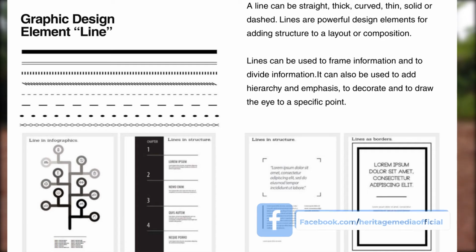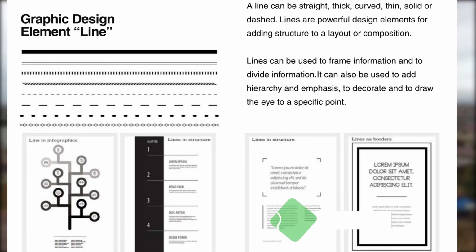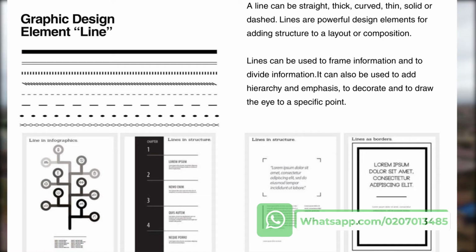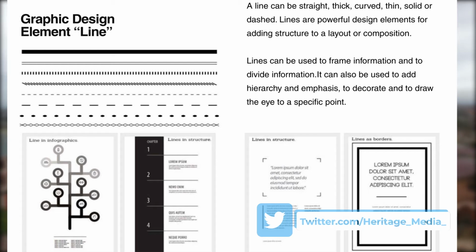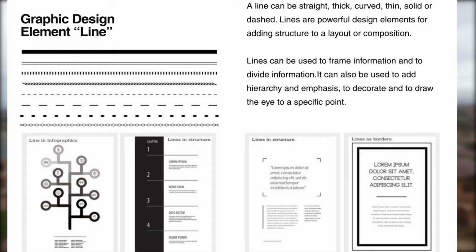Line. A line can be straight, thick, curved, thin, solid, or dashed. Lines are powerful design elements for adding structure to a layout or composition. Lines can be used to frame information and to divide information. They can also be used to add hierarchy, emphasis, to decorate and to draw the eye to a specific point. So lines being used to frame information. We have examples of powerful designs with straight lines, thick lines, curved lines, as illustrated on the screen.